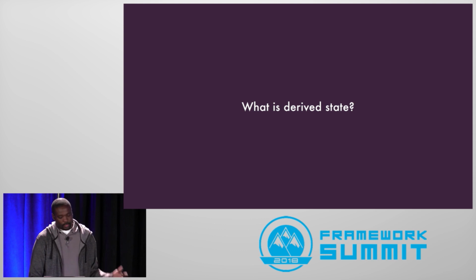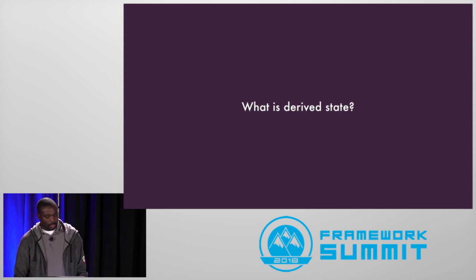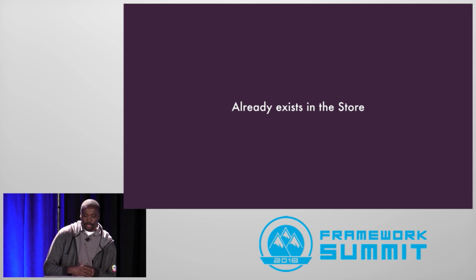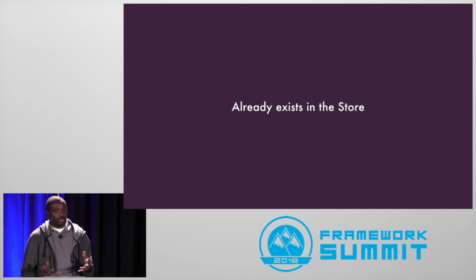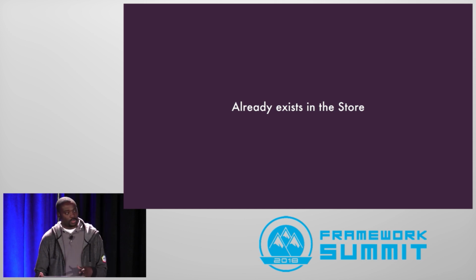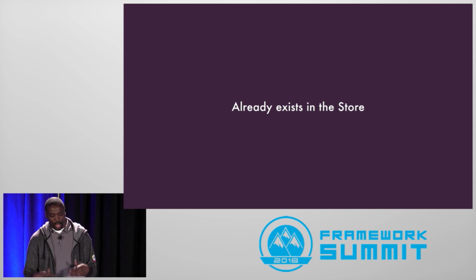So first, what is derived state? Well, it's state that already exists in the store. There's a lot of information that you already have from data that you can gather in the store. When you're building views, these views are going to be composed of many different sets of data, whether it be customers to customer orders or any complex data structure that you may need for a given view.